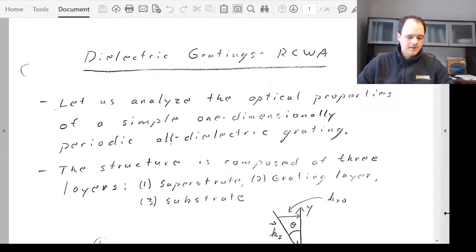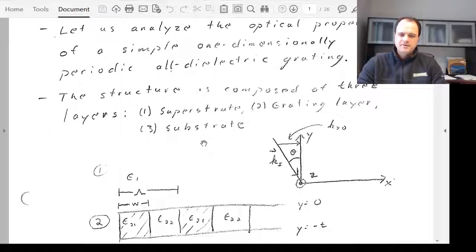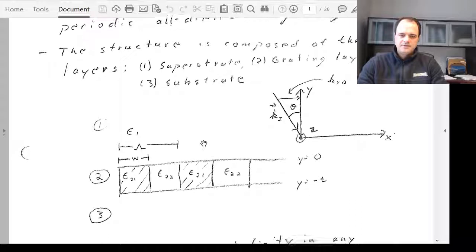All right. Okay. So now we're ready. We have the tools within our tool chest to effectively study and analyze dielectric gratings. All right. So let's analyze the optical properties of a simple one-dimensionally periodic all-dielectric grating. So something of this sort.